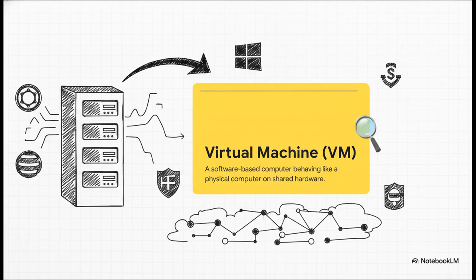So a virtual machine, or a VM, is basically a software-based computer that behaves exactly like a physical one. AWS takes one massive, wildly expensive physical server, something with like 512 gigs of RAM, and uses a piece of software called a hypervisor to slice it up into a bunch of independent virtual machines. So you might end up with an Ubuntu machine, a Windows machine, and a Red Hat machine, all running securely side by side on the exact same physical hardware, totally unaware of each other.